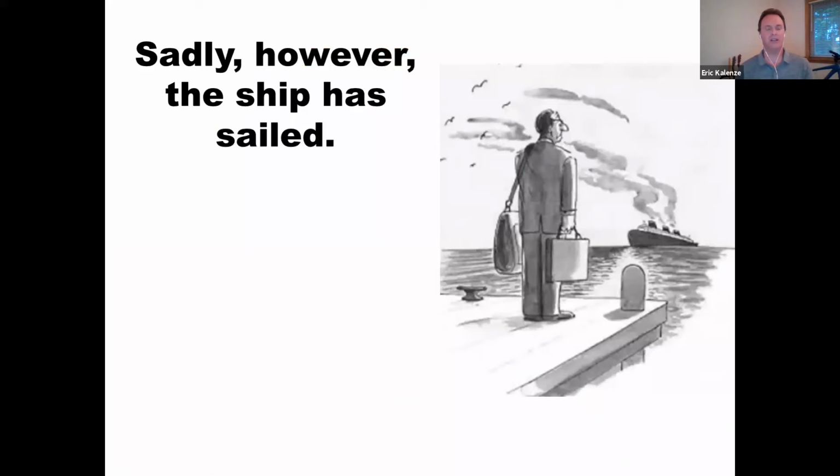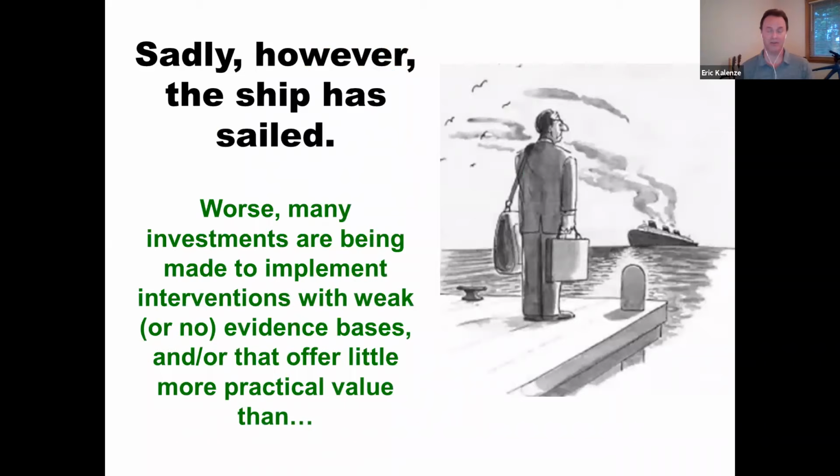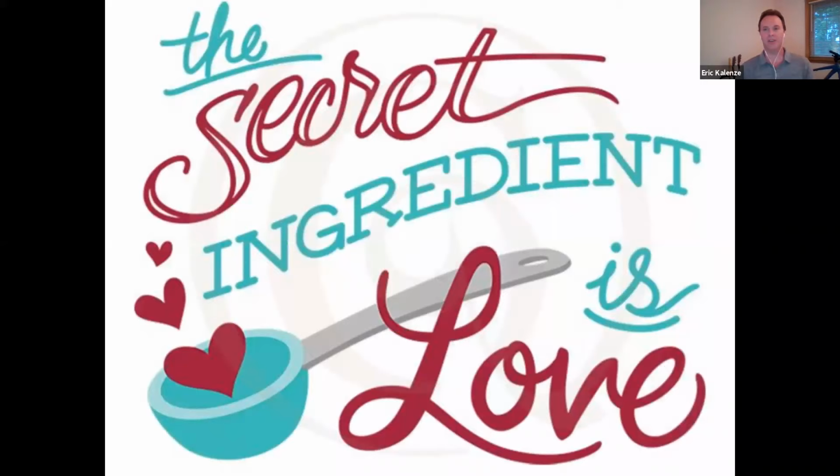Now, also, this ship has sailed in terms of the practices that folks are attempting to do. Okay, so we're not just talking about the guidance and requirements that are being rolled into place, but the types of interventions that folks are investing time and energy into are those weak evidence-based varieties, or no evidence-based, and often they offer little more practical value than that the secret ingredient is love. Okay, to build students socially and emotionally, we need to love them harder. Okay, it gets reduced to that many, many times across the enterprise, probably because it's a lot harder to build than might be given proper credit for, as even the researchers have said.